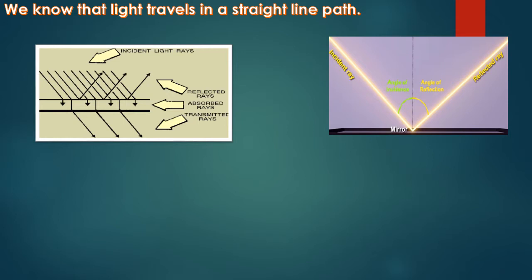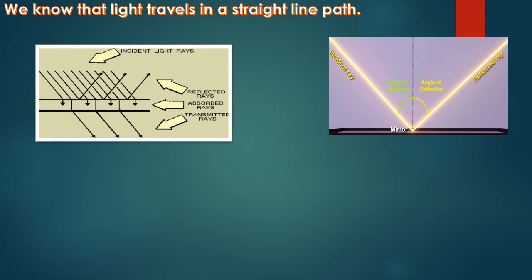Let us continue with the chapter Light, Reflection and Refraction. Children, we know that light travels in a straight line path and that propagation is known as rectilinear propagation of light. We know when light falls on a mirror, it is reflected back in the same medium.